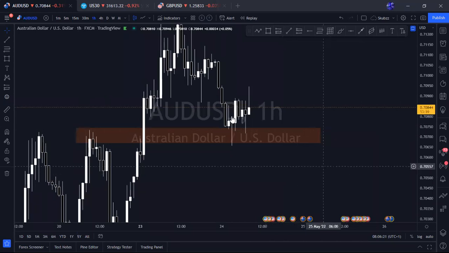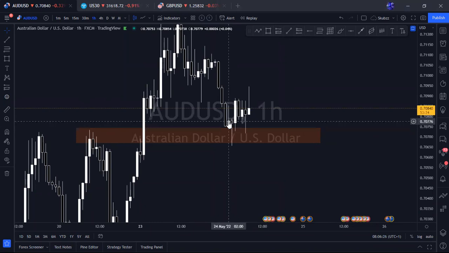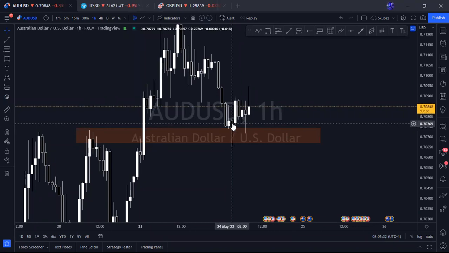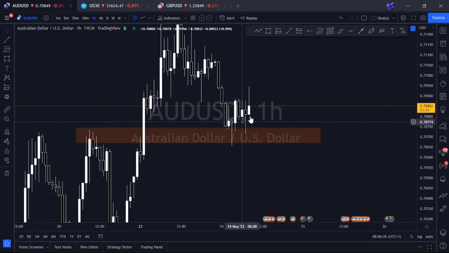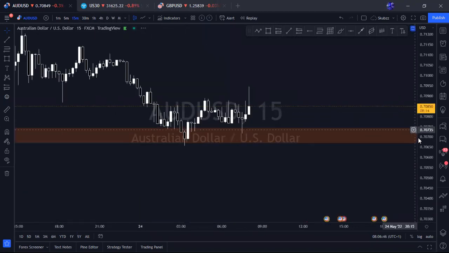First, the rejection candle is still bearish. It's not a bullish rejection candle. It's not a pin bar. It's not a hammer. This one is invalid because the body is not bullish. It's actually bearish. Then we have kind of an engulfing candlestick, but after the engulfing candlestick, we still had price come down inside this area again. Let's drop down to the 15 minutes and see.